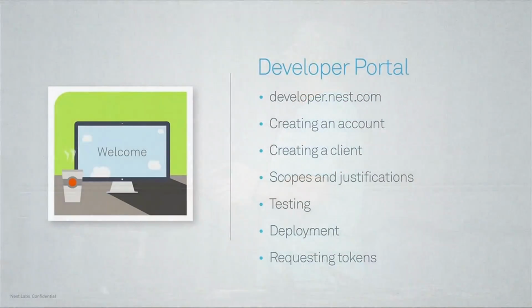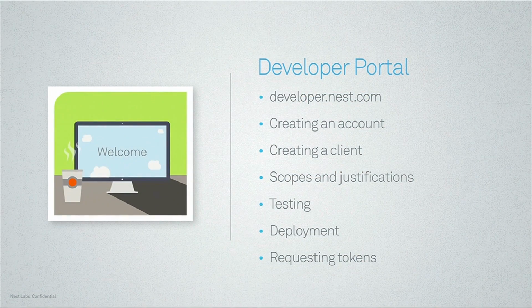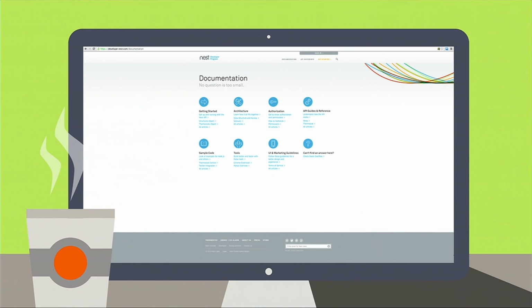As Matt covered before, all of this stuff is available right now at developer.nest.com. You can go there today. We have many, many developers already signed up. You can create an account. You can create your clients, provide the scopes you need and the justifications for those. There's a detailed set of documents on testing. There are guidelines for deployment. And there are also forms to request more tokens when your app gets above a certain size.